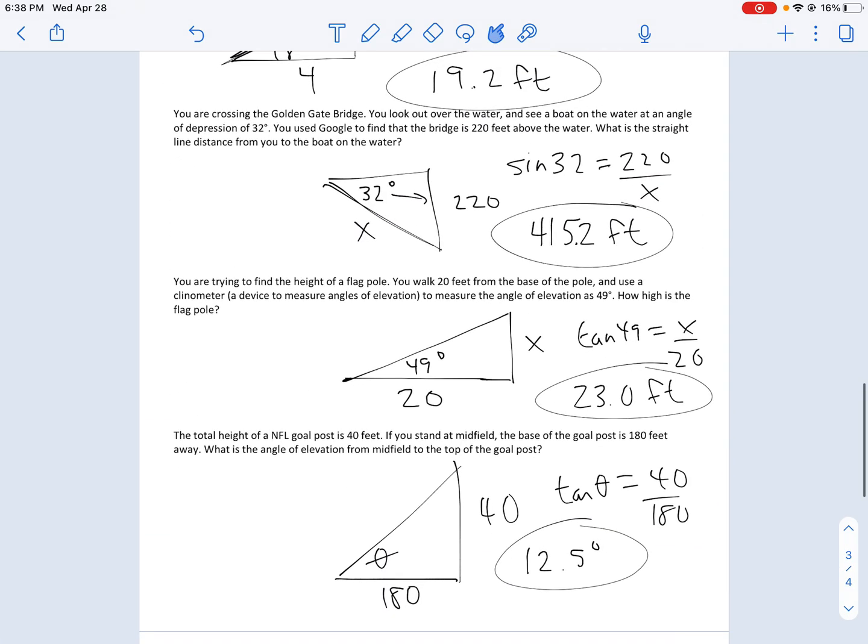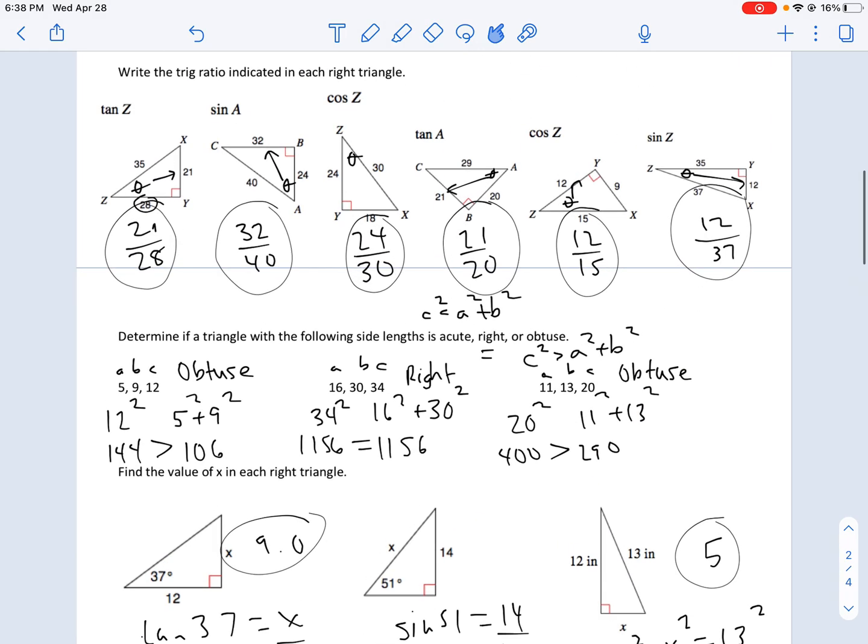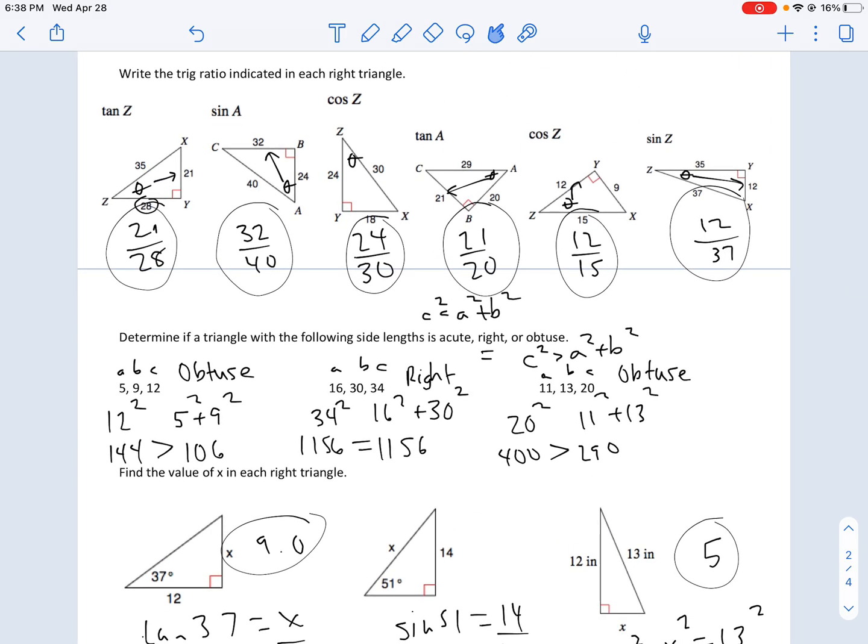Whew! Now I can take a deep breath. So that's your test review. Main thing to focus on: the word problems, finding missing parts, acute, right, obtuse, and then finding your ratios given sides.